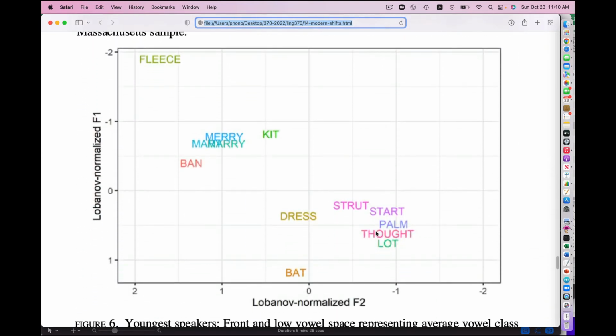Here are speakers born in the 2000s. Marry, Mary, merry are all together. Bat has centralized. Dress has come down a bit too. And we have no longer any distinction between thought and lot.